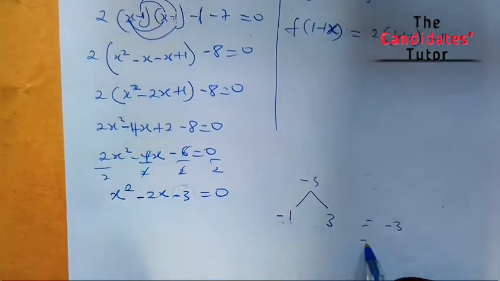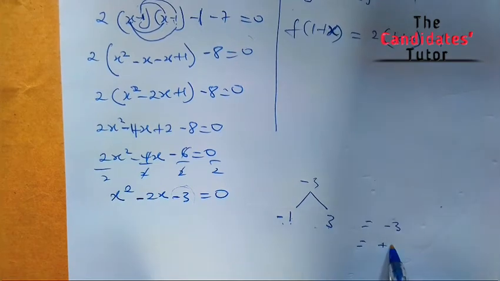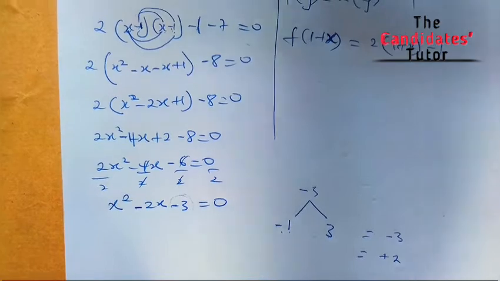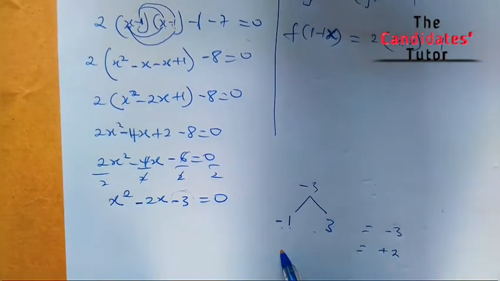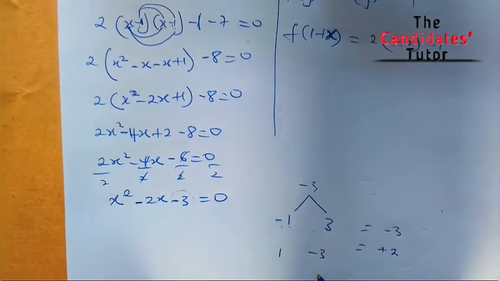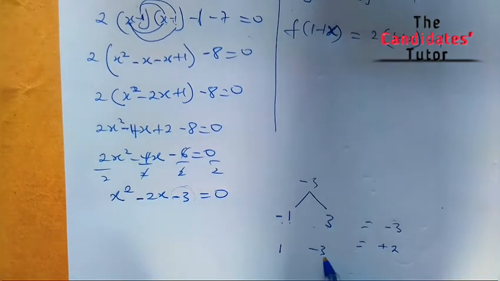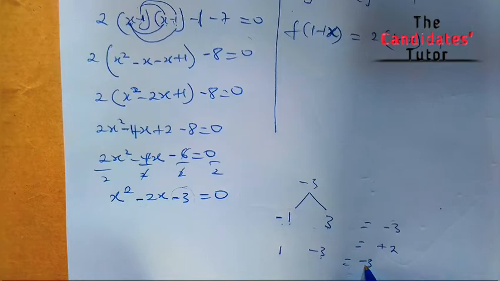And if we add it, you are going to get positive 2, which we can't use. But if we are to use 1 and negative 3, let's use 1 and negative 3. If we multiply 1 and negative 3, we are going to get our negative 3, alright?